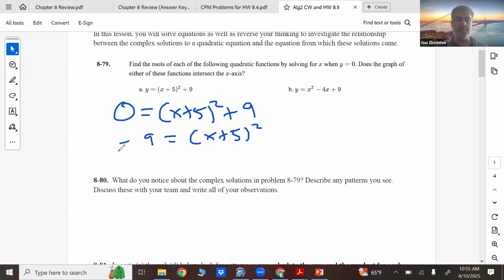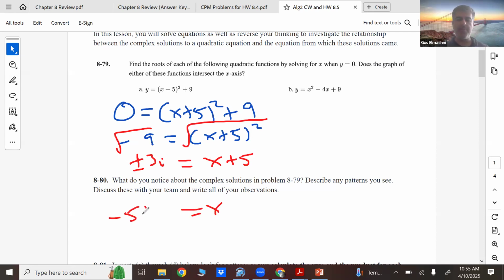I'll do it in red so it stands out. Now, whenever you solve by rooting, you've got to put plus or minus. So plus or minus 3i. You have to put plus or minus, and i, because of the negative, equals x plus 5. Now we're almost home free. What's the last step? Minus 5. Move the 5 over. Good.